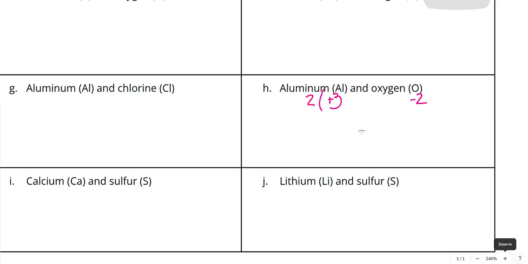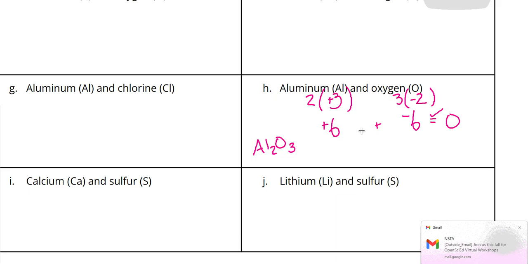We want to have 2 aluminums. That gets us a total charge of positive 6. We're going to want 3 oxygens. That gets us a total charge of minus 6. You combine those together, you still get your 0. Now this is a little tricky to draw, but the formula would be Al2O3. All right, so again, the answer keys are 100% posted. If you have any questions, replay the video and reach out if you have any help.